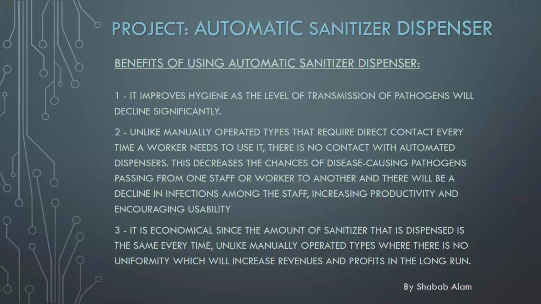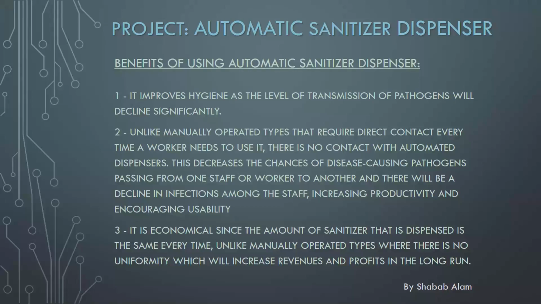So, having automatic sanitizer dispensers in these places will have benefits. Number 1, it improves hygiene as the level of transmission of pathogens will decline significantly. Number 2, unlike manually operated types that require direct contact every time a worker needs to use it, there is no contact with automated dispensers. This prevents or decreases the chances of pathogens passing from one staff worker to another, and there will be a decline in infections among the staff, increasing productivity and encouraging usability.